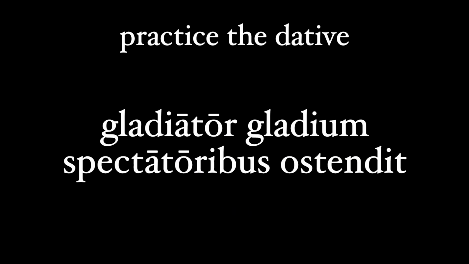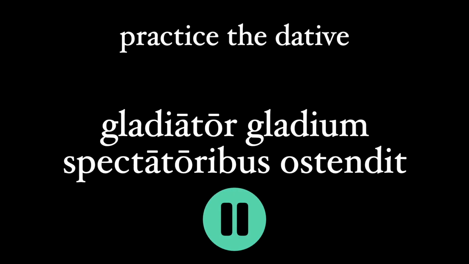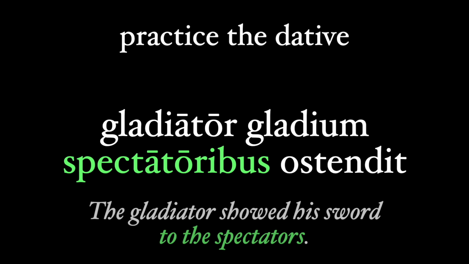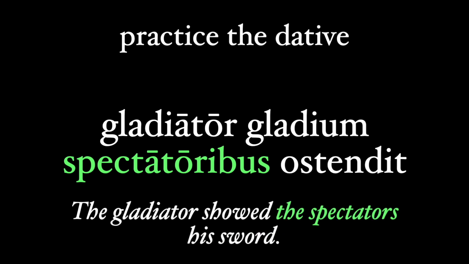Okay, one more. Gladiator gladium spectatoribus ostendit. The dative noun here is spectatoribus, and it's an indirect object after the verb of showing. And I translate this, "The gladiator showed his sword to the spectators," or "The gladiator showed the spectators his sword." But ostendit looks the same in the present and perfect tenses, so "shows" is also perfectly correct.